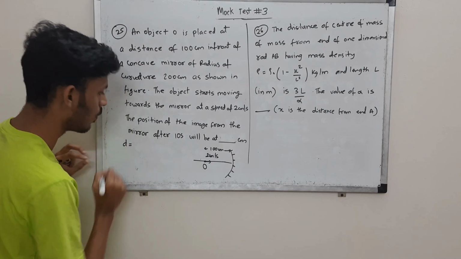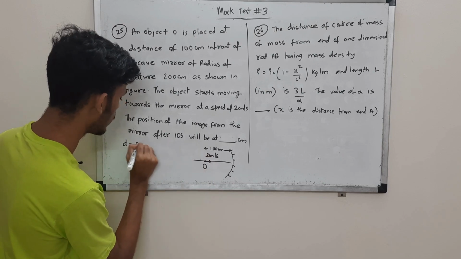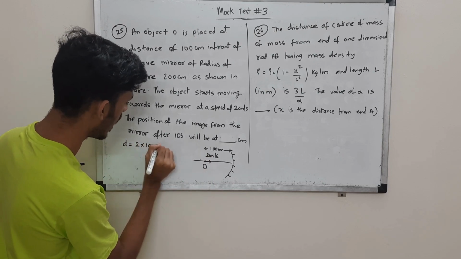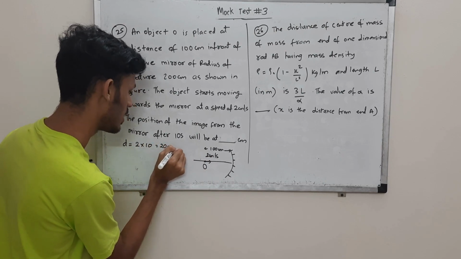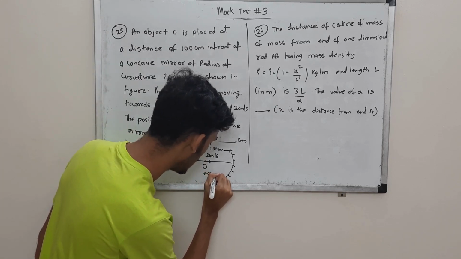So after 10 seconds, what will be the distance traveled by this? Distance will be speed into time, right? So speed is 2 centimeters per second and into 10 seconds. So the distance will be 20 centimeters. So it will have traveled 20 centimeters.